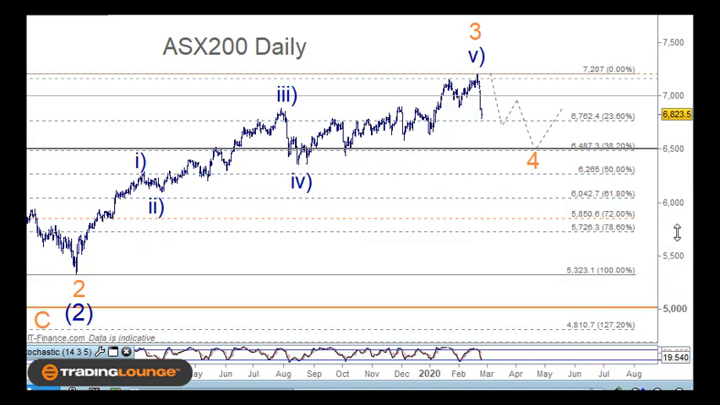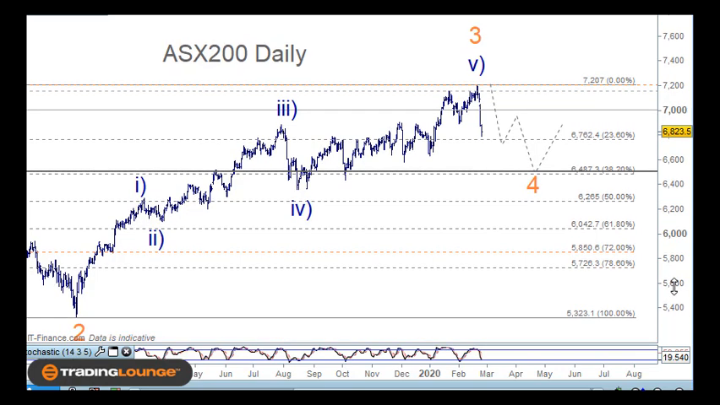Starting with the ASX on the daily chart here. We're pretty much tracking the same pattern as the US markets in terms of an A wave, a B wave and a C wave here for wave 4 at the 38.2% retracement level, or around the 6,500, which in terms of the trading levels is the medium level. Obviously we can see nice support here.